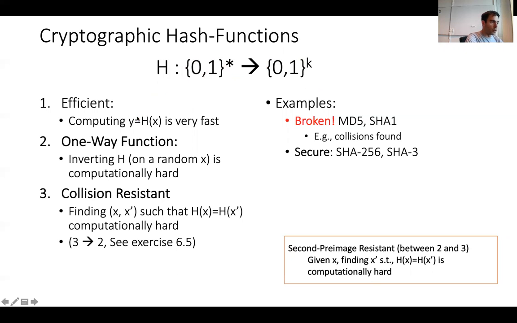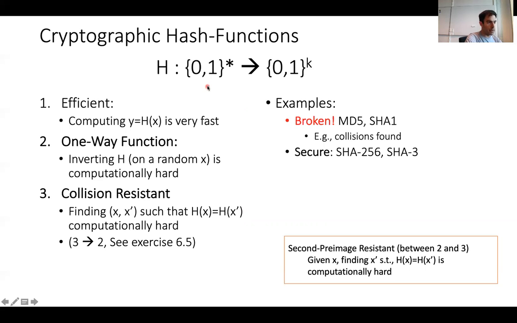The property of hash functions we want is that, naturally, we want the hash function to be easy to compute, to be fast to compute. And then what we're going to focus on today is the third property, collision resistance. So the fact that it should be hard to find pairs, in this case x and x prime, such that the hash of x is equal to the hash of x prime.